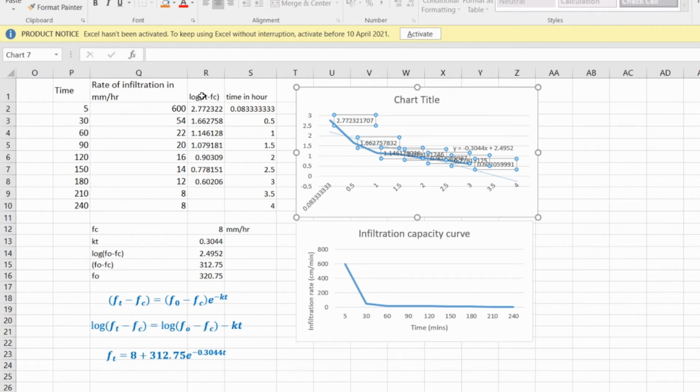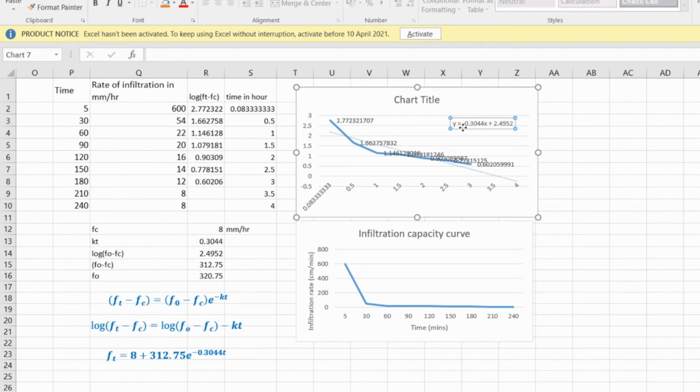By these values, your log of ft minus fc should be on the y-axis and t should be on the x-axis, and you have to plot the points. Then you have to draw the best fitting line for that plot. After drawing the best fitting straight line, I got to know what my equation was.